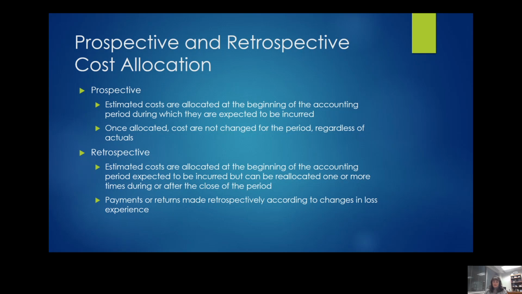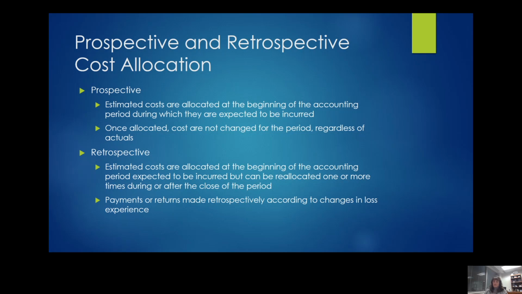And with the prospective, costs are usually allocated primarily on the basis of potential exposure and secondarily on loss experience. The reason is they look at what the probability or the potential exposure is, so that way they get the most monies or costs allocated to you.